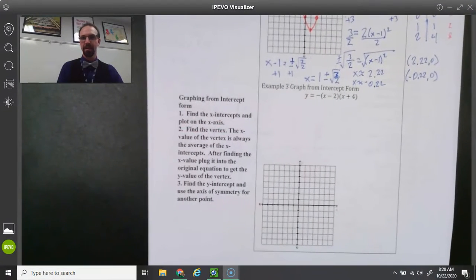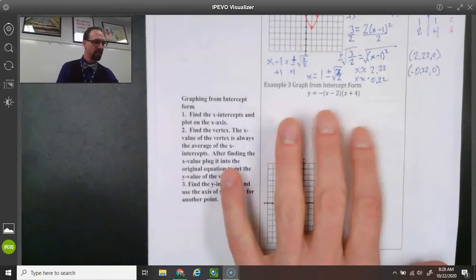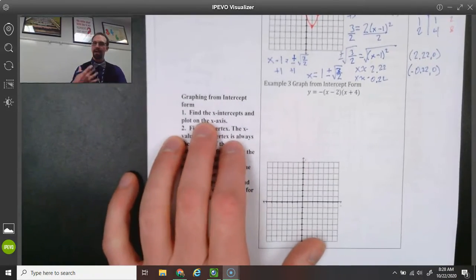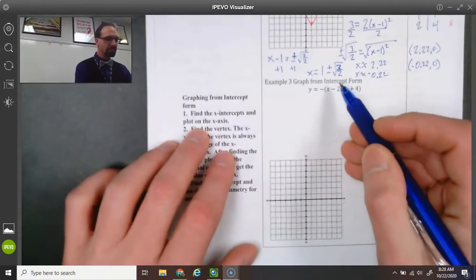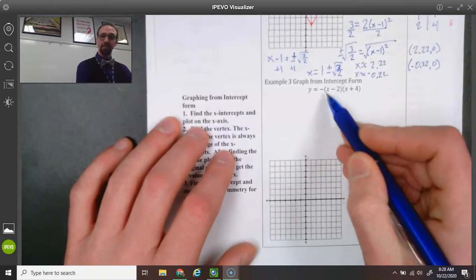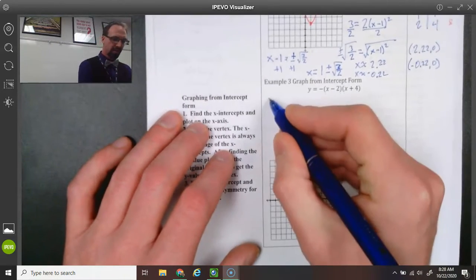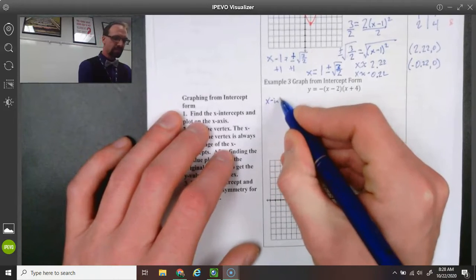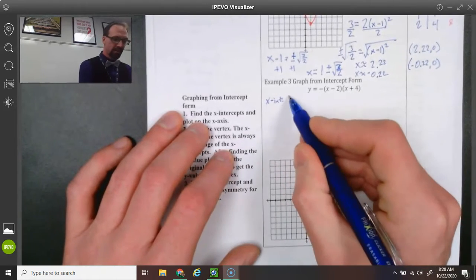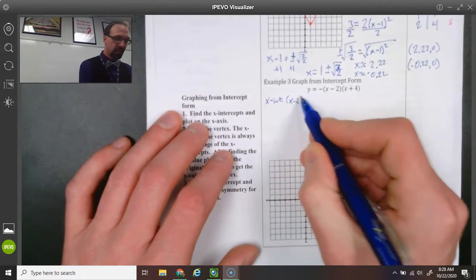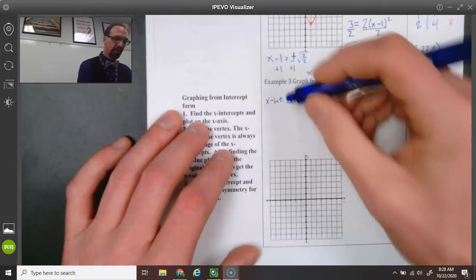This is example 3, graphing from intercept form. So with intercept form, what we have is the x-intercepts. The x-intercepts are what values would make this 0. So what you do is you set each part that's in parentheses, so this x minus 2, equal to 0 and then solve.